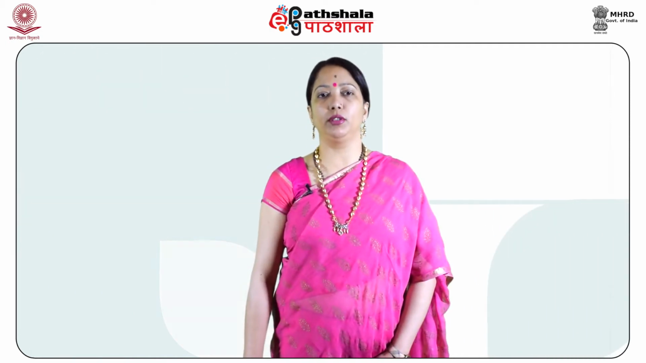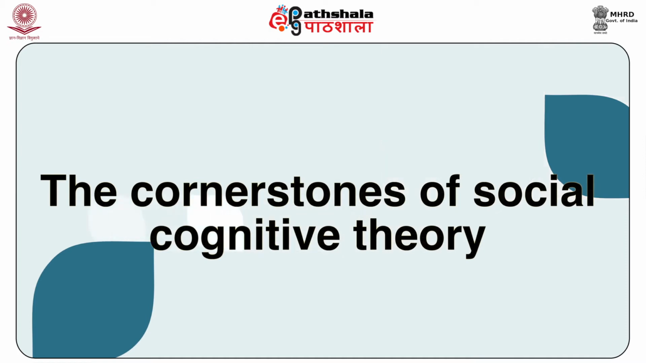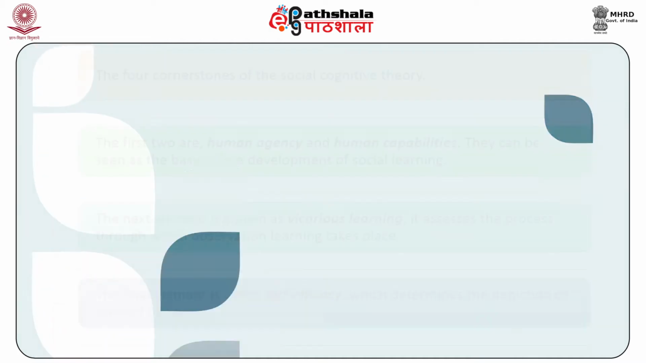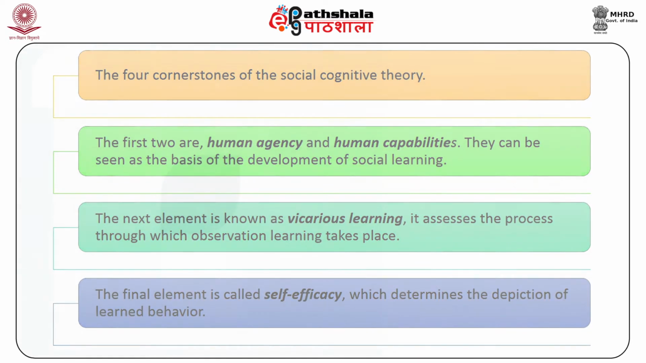After learning about the biography of Albert Bandura, let's now look at the 4 cornerstones of social cognitive theory. There are 4 cornerstones of social cognitive theory. The first 2 are human agency and human capabilities. They can be seen as the basis of the development of social learning. The next element is known as vicarious learning. It assesses a process through which observational learning takes place. And the final element is called self-efficacy, which determines the depiction of learned behavior.